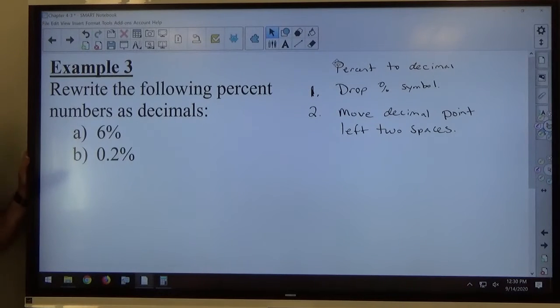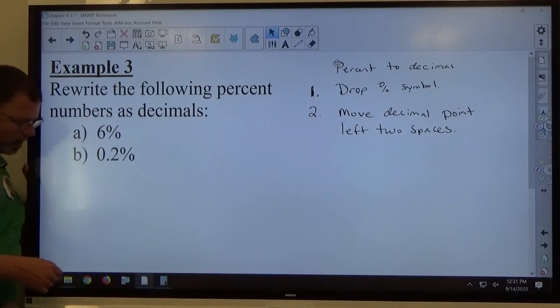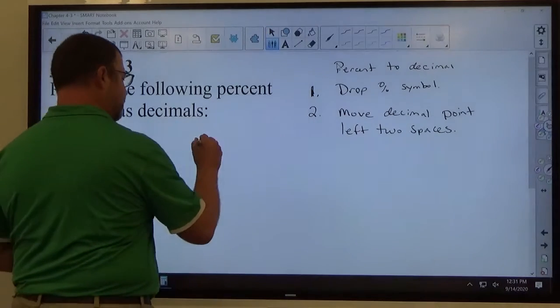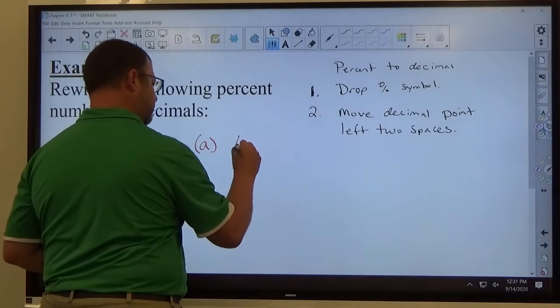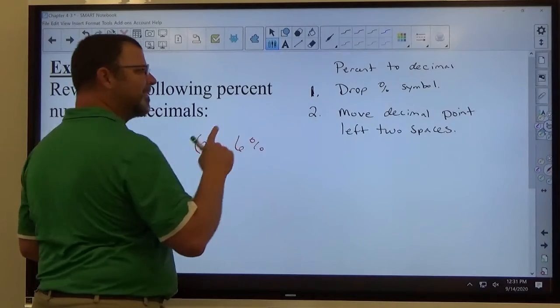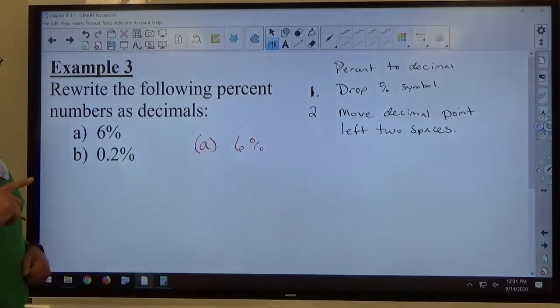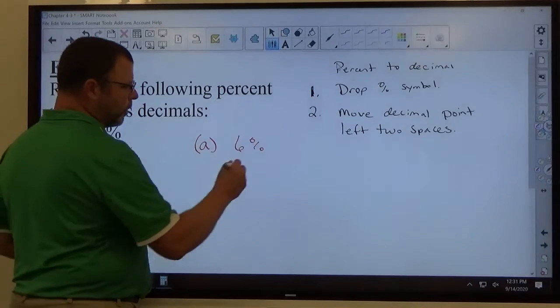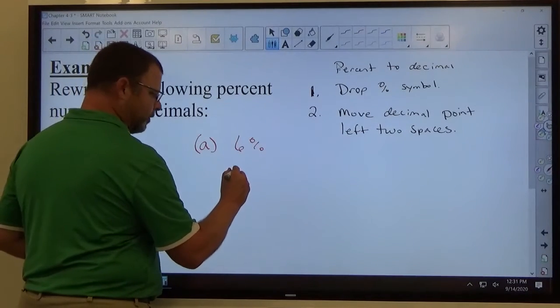Once again, as we saw with part C of number 1 that I made up, sometimes the decimal point doesn't exist. Sometimes that happens in these problems too. So 6%, as you can see, has no decimal point in it. So if I'm looking at 6%, step 1 says to drop the percent symbol off, right? Where does the decimal point currently live?